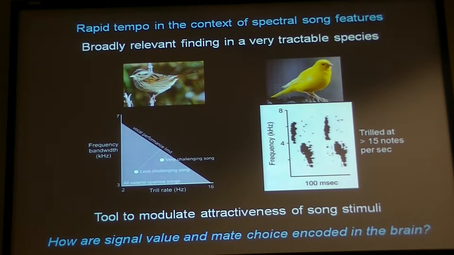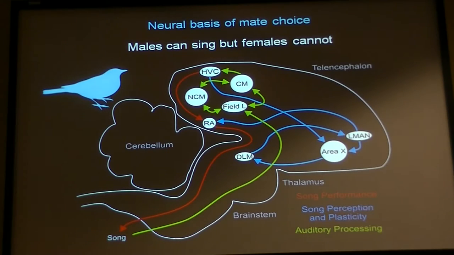Do you respond to changes in tempo, and can we use this as a means of making a stimulus more or less attractive for you? And that allowed us to begin asking how signal value and mate choice are encoded in neural activity. So we've just begun these experiments, but we can think back to what we saw about the male bird.